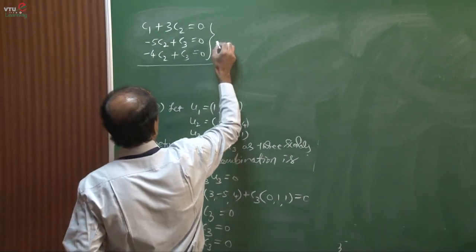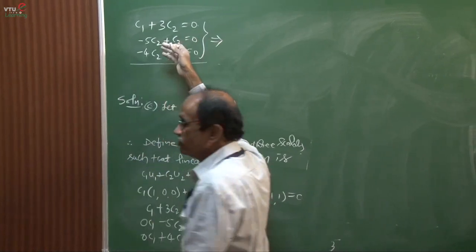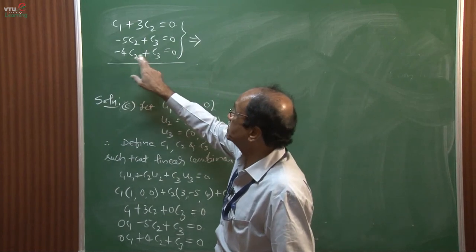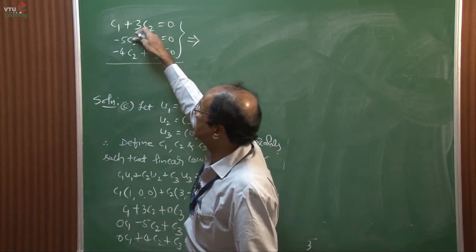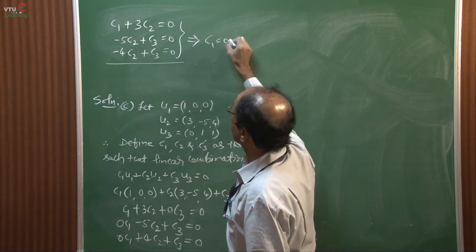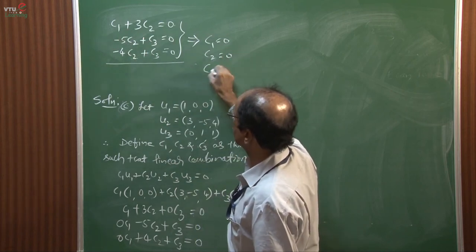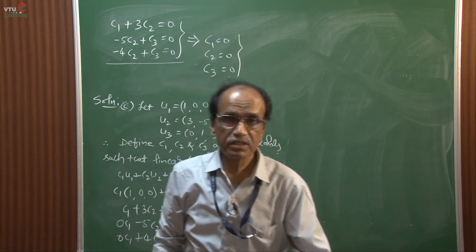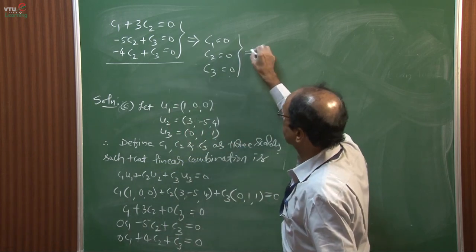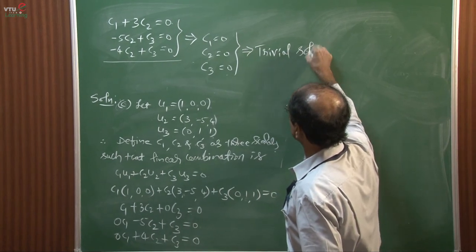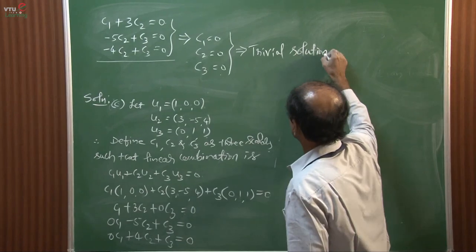Solving that, you can try on your own. These three equations you can try on your own: substitute C2 in terms of C3 in this equation, then find the value of C1, that is C1 equal to 0, C2 equal to 0, C3 equal to 0. What is your conclusion then? All the three are leading to 0. This clearly implies trivial solution.